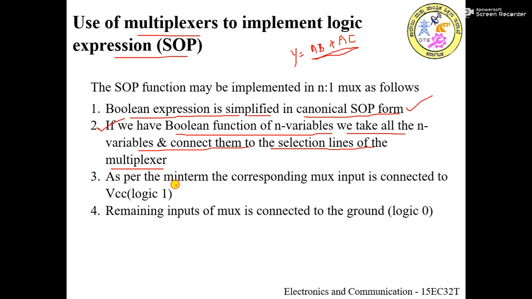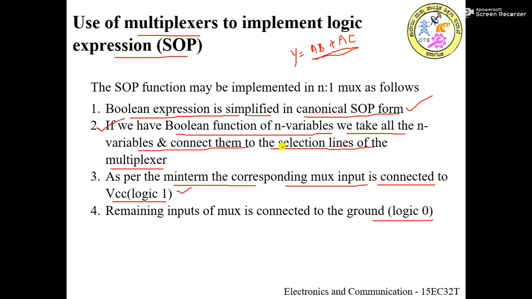In the third step, as per the min terms, the corresponding mux inputs are connected to VCC. What are these products written for? Products indicate the combinations of the inputs for which the output is 1. When you write an SOP equation, you get different products which are added together. Those products indicate the input combinations for which the output is 1, so we write the product terms to represent that combination. Those product combinations we have to connect to VCC. Everything else must be connected to ground. That is your fourth step.